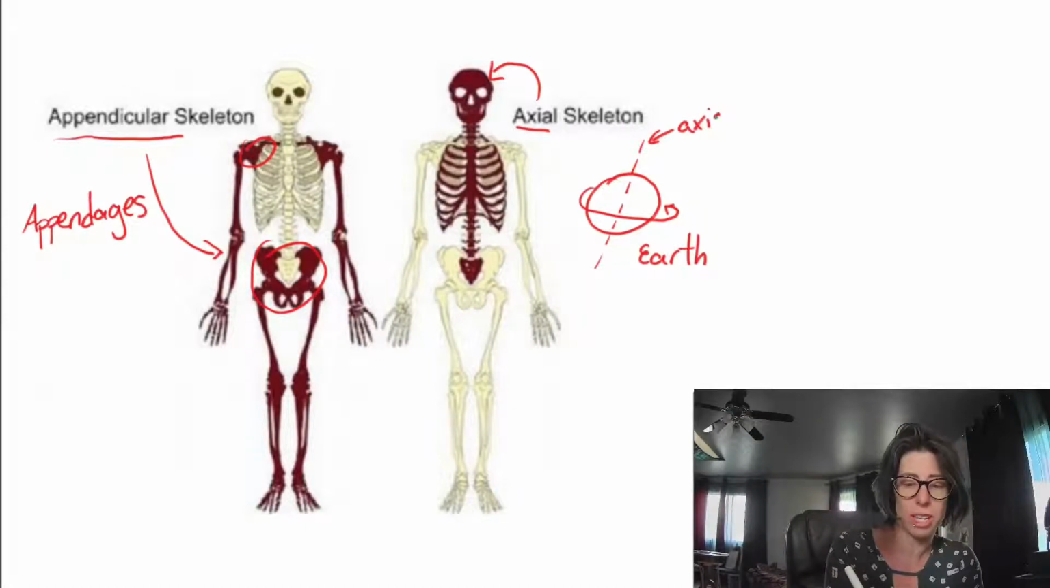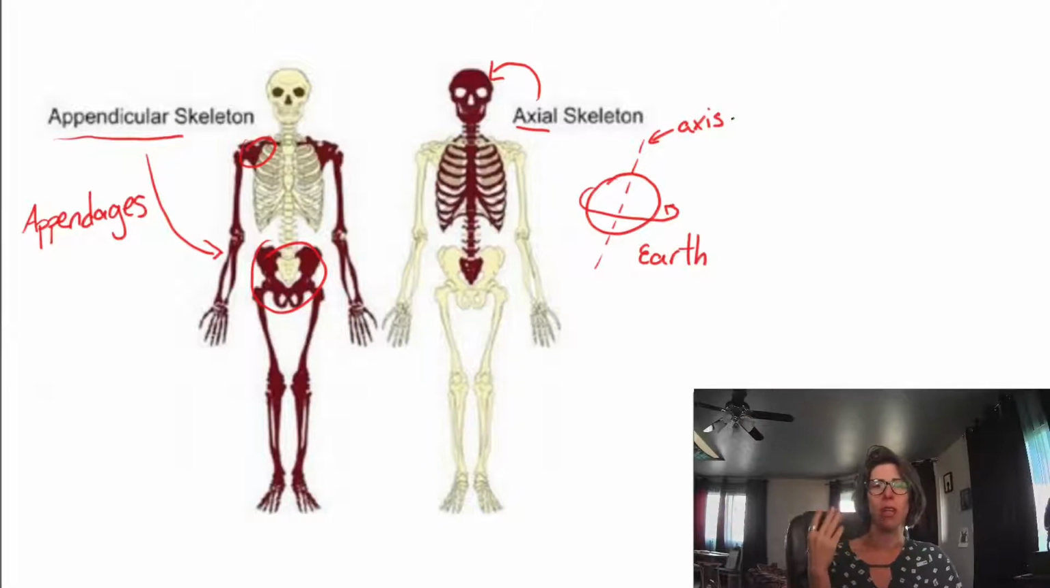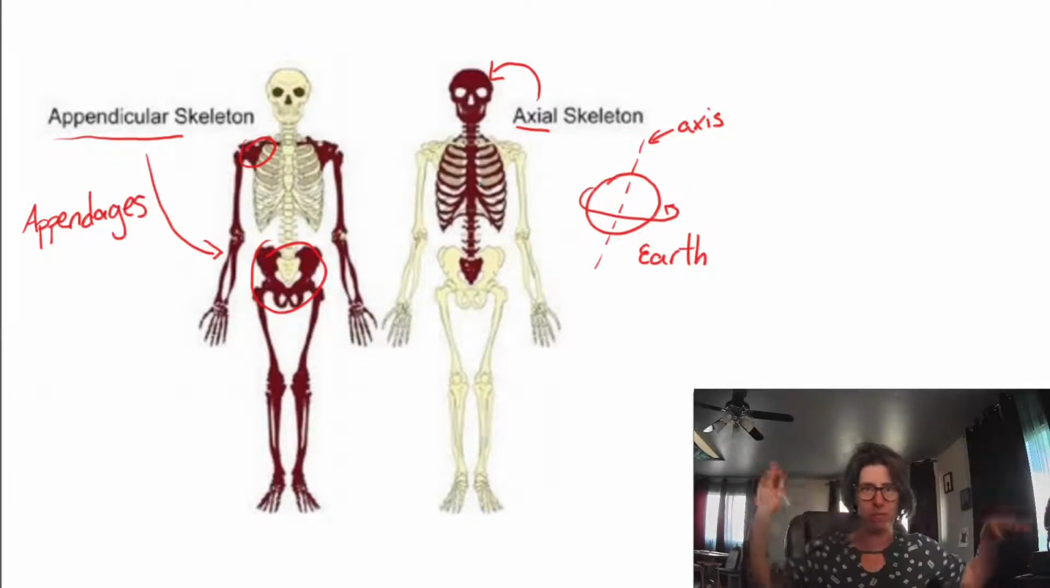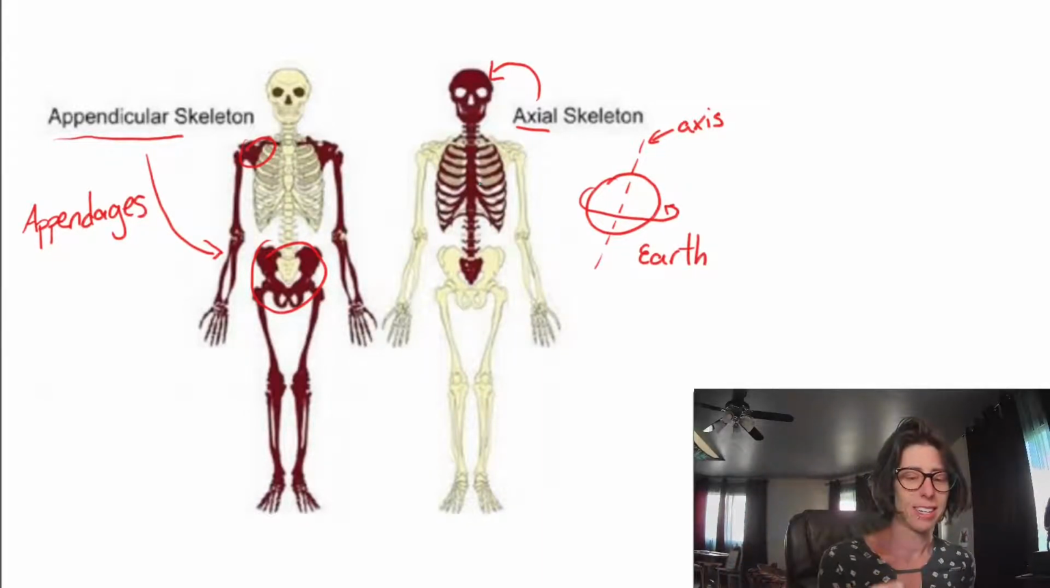Another word that might help you remember the axial skeleton and what that references is the axle. So a wheel spins around the axle, the earth spins around its axis. It's the center line around which everything else happens. So you can see the axial skeleton, it's the head, the vertebrae, the ribs, it's that central axis around which the appendages do their thing. All right, so those are the first two terms that I wanted to show you.